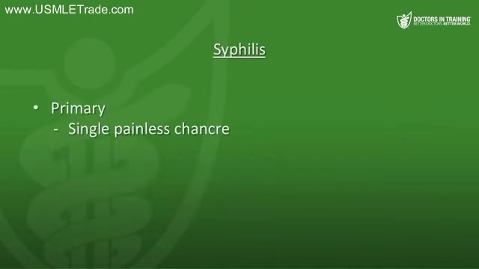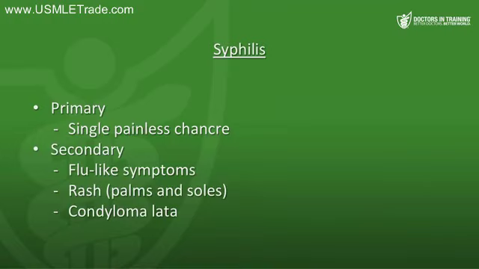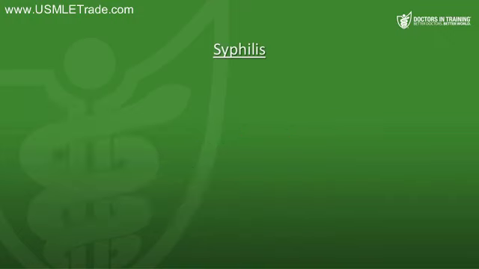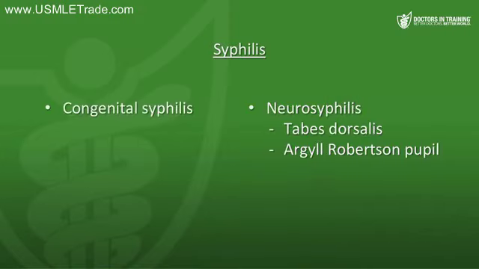For primary syphilis, what do you see? You see that single painless chancre. For secondary syphilis, you get flu-like symptoms. You get a rash that can involve the palms and the soles and condyloma lata. And tertiary, you see gummas and you see aortitis. And other categories of syphilis include congenital syphilis and neurosyphilis. And neurosyphilis includes that tabes dorsalis and Argyll-Robertson pupil.